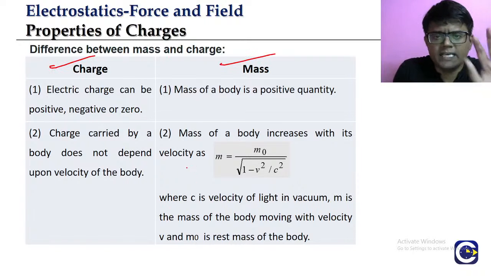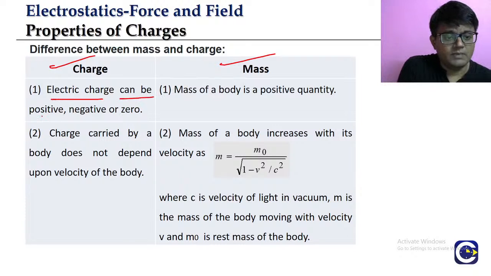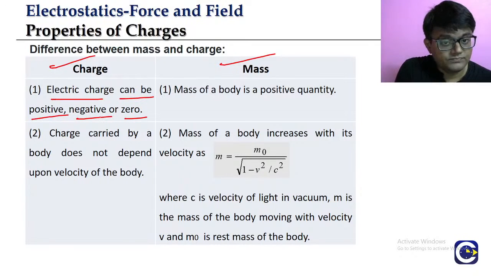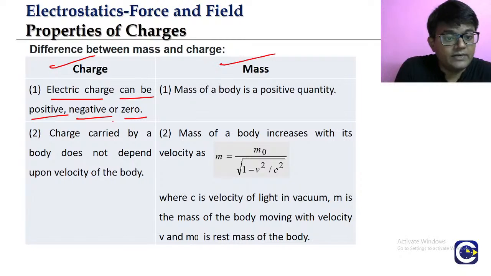Now we'll summarize this with some differences between charge and mass. From this we can possibly expect some theoretical questions. Beyond that we will not have any numericals based on it. So first of all, charge can be positive, it can be negative, it can be zero. We have seen an uncharged object means it is not having any charge.